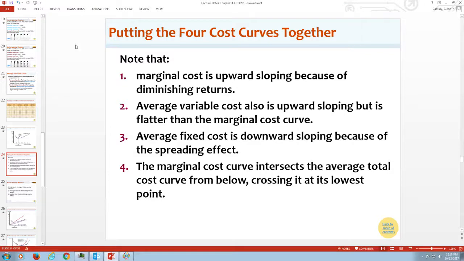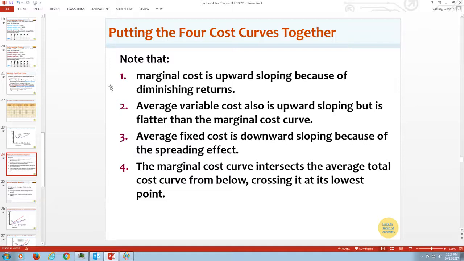Okay, now I'm going to put all of those cost curves together. Some of these graphs begin to look a little complicated, but there's some insight that comes out of this. So let's work on this. So we note that marginal cost is upward sloping because of diminishing returns. That is, as you add more and more of each variable input, each additional unit is adding less output than the unit before. So that's why we call it diminishing.